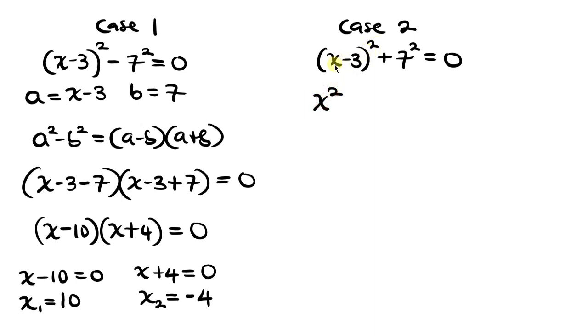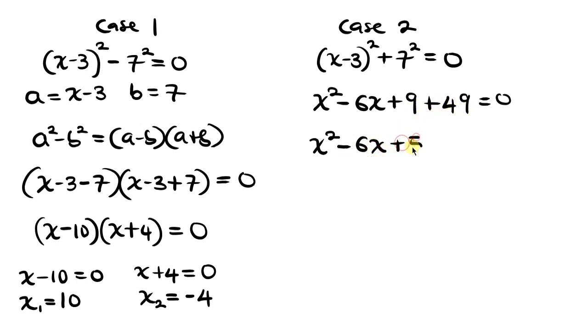Now 2 times x times negative 3, I'll be having negative 6x. And then negative 3 squared gives plus 9. Plus 7 squared is actually 49, equal to 0. So let's simplify what we have here. This becomes x squared minus 6x. Now 9 plus 49 is actually 58. And this is equal to 0.